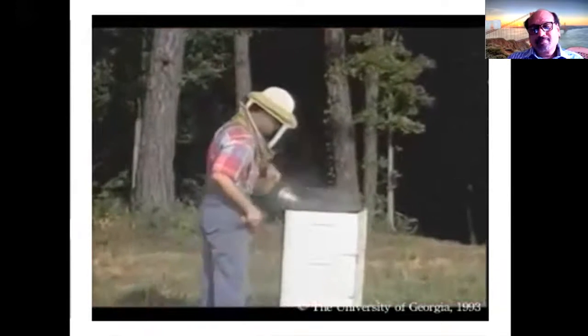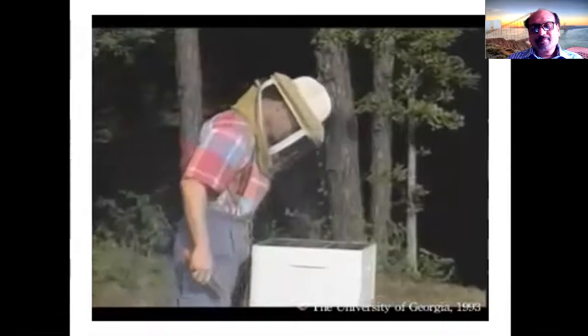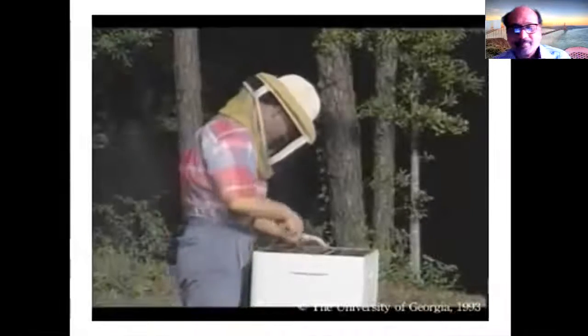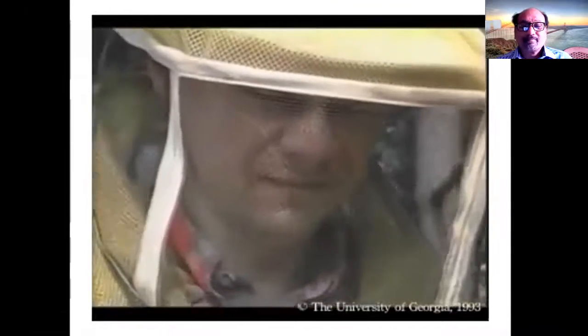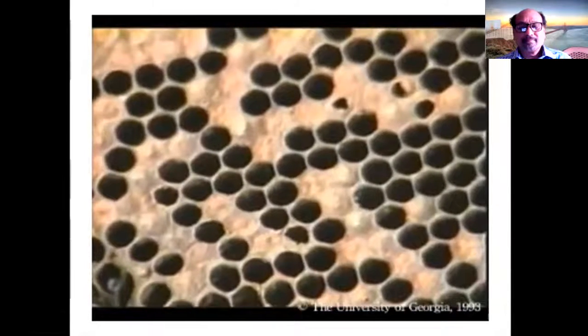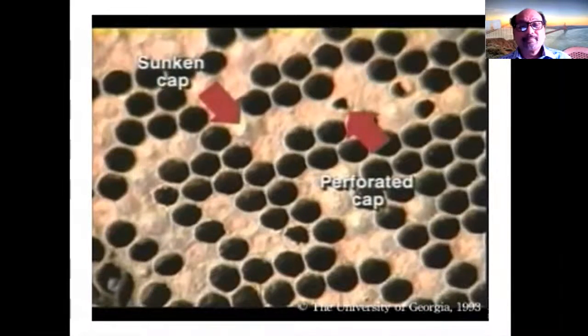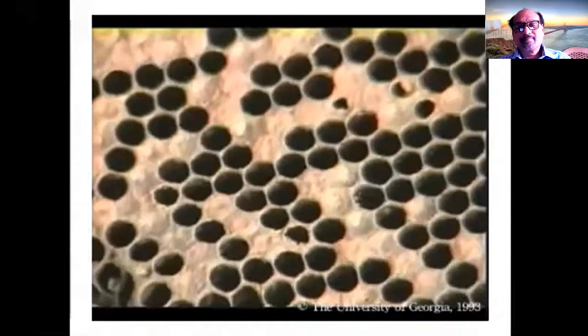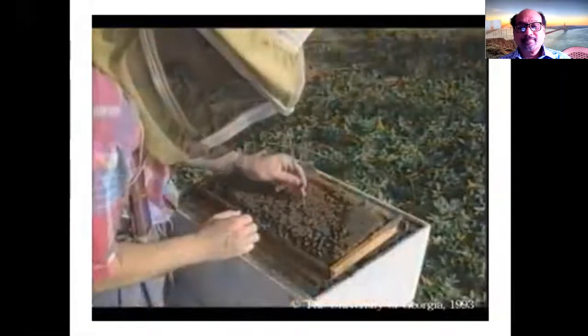First, as you open a hive with AFB, you may smell a foul glue pot odor from the decaying brood. Brood killed by AFB are usually capped, and the cappings are sunken inward and perforated. At first, the dead larva or pupa is dull white, then progresses from tan to brown to black as it decays. Perhaps the best symptom is brood ropiness.